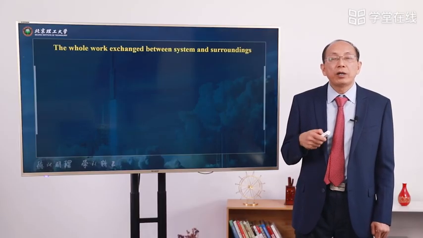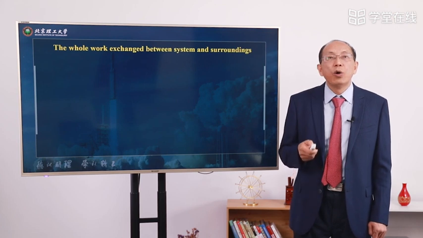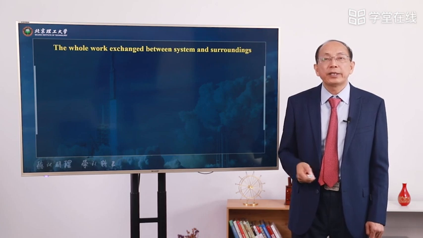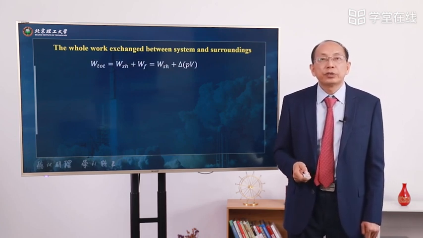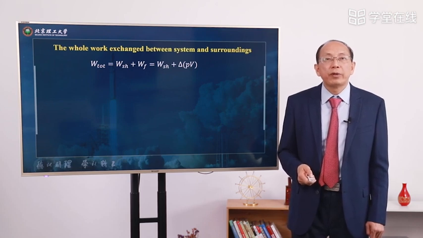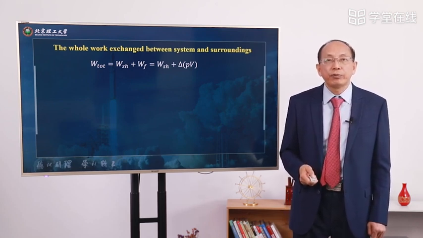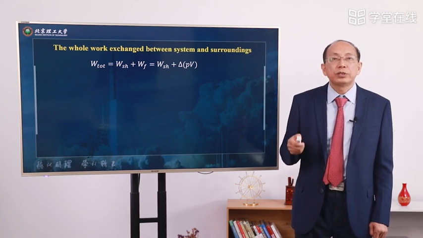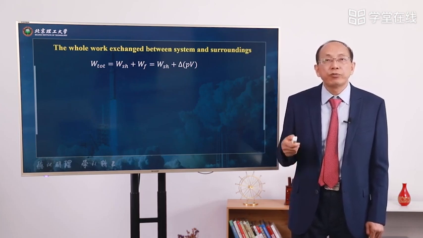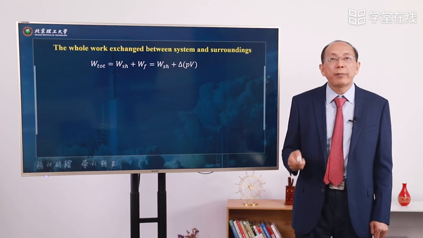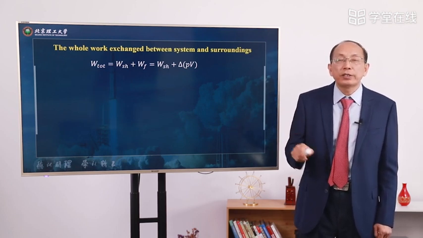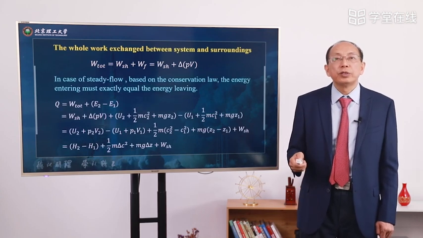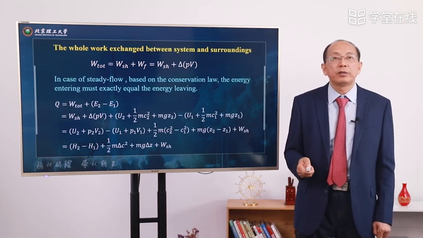Also, we can calculate the whole work exchanged between the system and surroundings. W total equals W_SH plus W flow. W_SH is the useful work the system provides for the people. W_F is the flow work, keeping the working fluid flowing, equals delta PV.